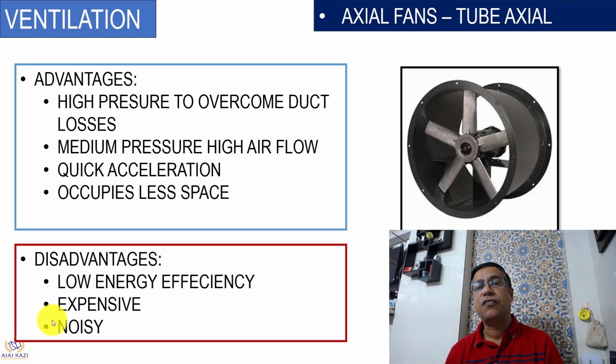Let us look at the next fan, which is a type of axial fan, the tube axial fan. This can encounter higher pressure, for a duct which is connected to it, or where there is a lot of resistance in the system. Medium pressure, high airflow fans, quick acceleration. It occupies less space because it is axial. Disadvantage, again, energy efficiency. Expensive and noisy. Axial fans are generally noisy.